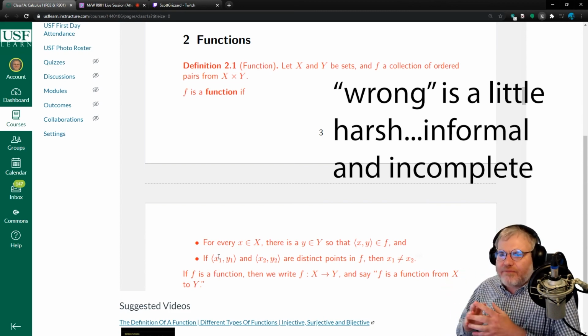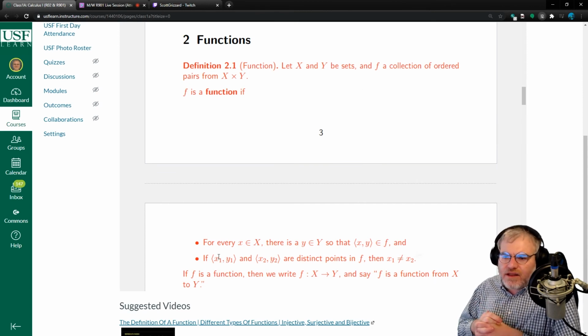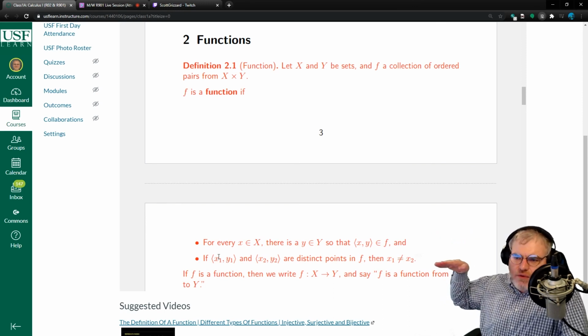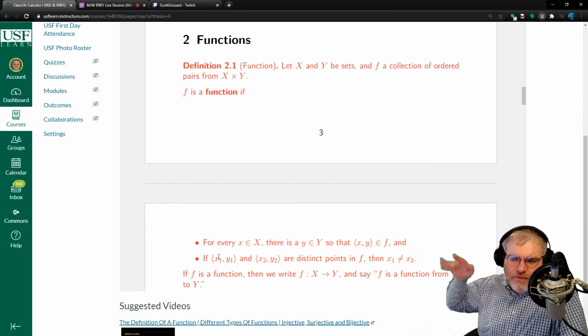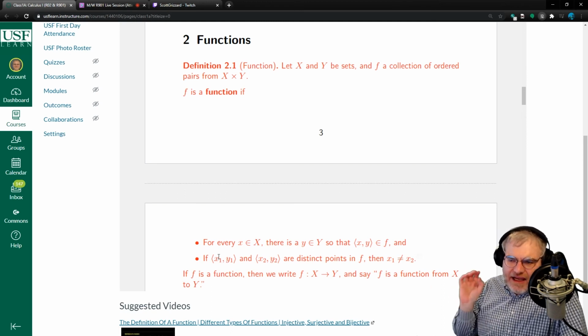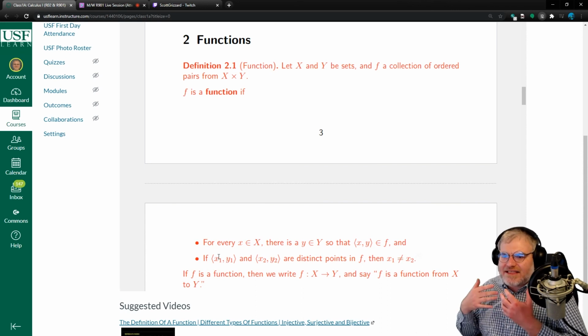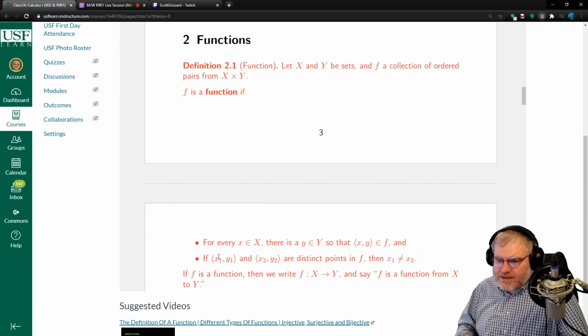But the one up here, if you look, my definitions are all bulleted, and so are my theorems. And the bulleting really helps. So I encourage you to use the bulleting. It's not so much that the definition of the book is wrong. It's just that it's incomplete from what we want.